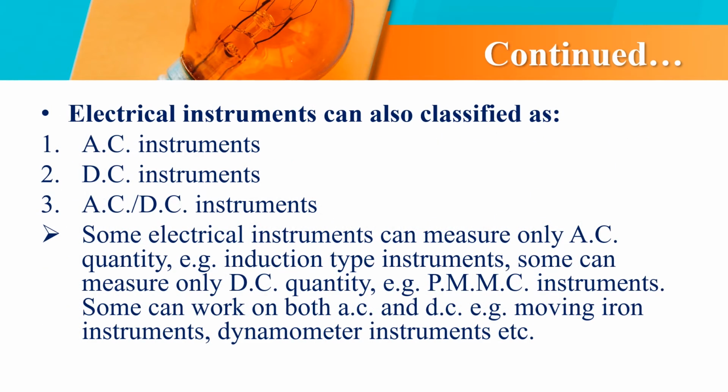Electrical instruments can also be classified as AC instruments, DC instruments, AC or DC instruments. Some electrical instruments can measure only AC quantity, as induction type instruments. Some can measure only DC quantity, PMMC instruments. Some can work on both AC and DC, that is, moving iron instruments, dynamometer instruments, etc.